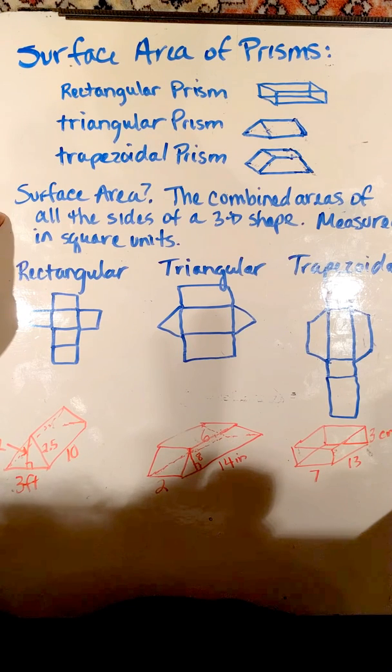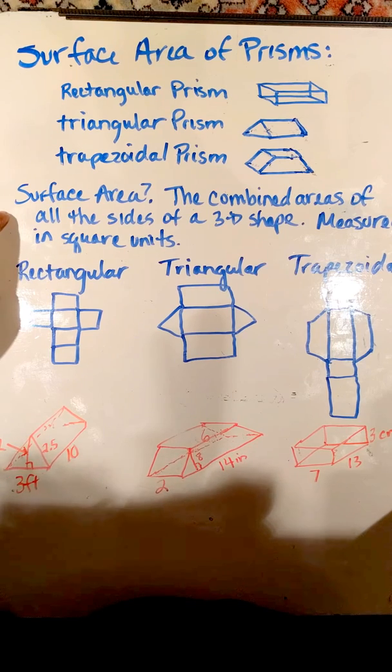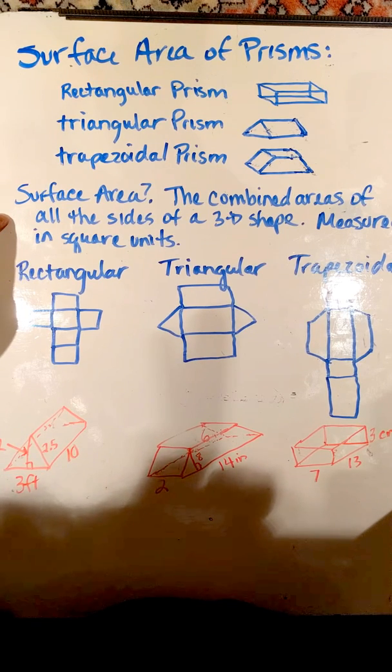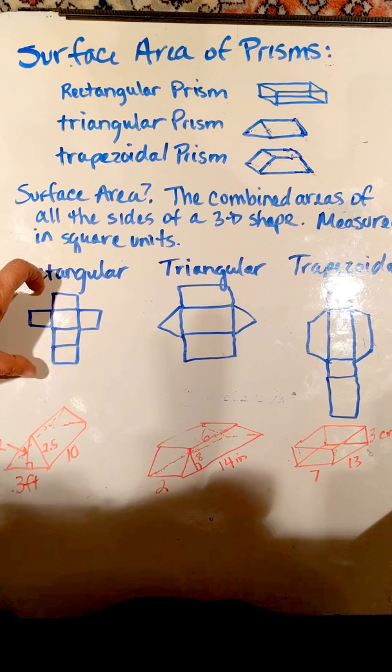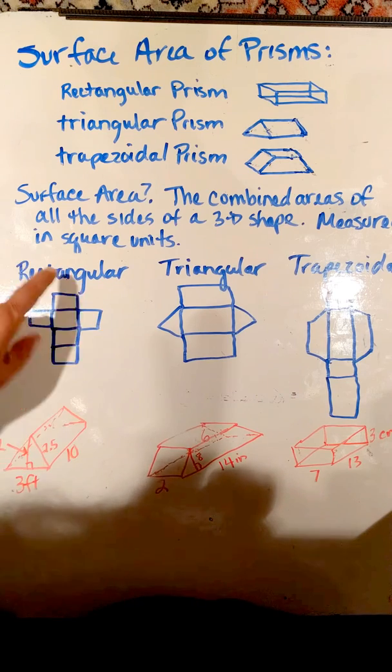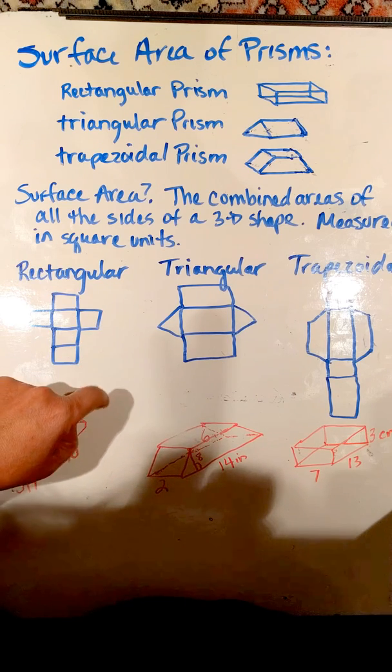And what surface area means is generally what you're looking for is the combined areas of all the sides of the 3D shape. And they're measured in square units. And when we look at that, we think about what they call the nets, like a net of each one of the shapes.